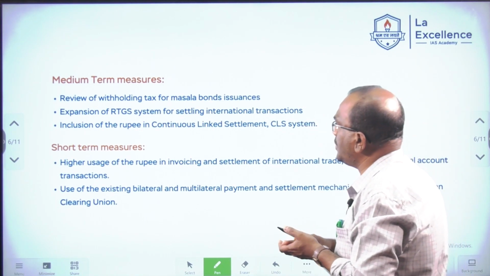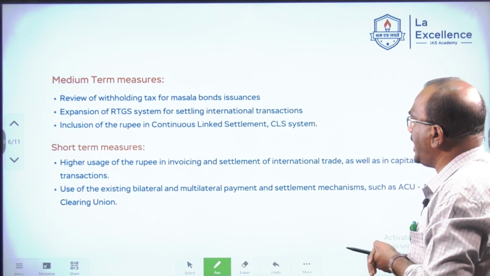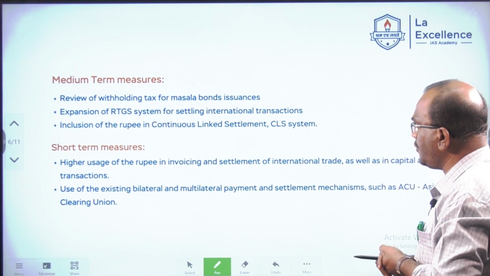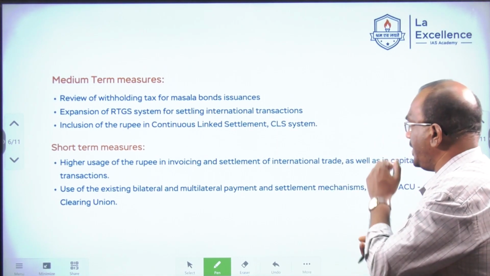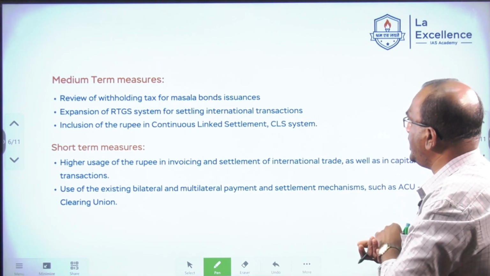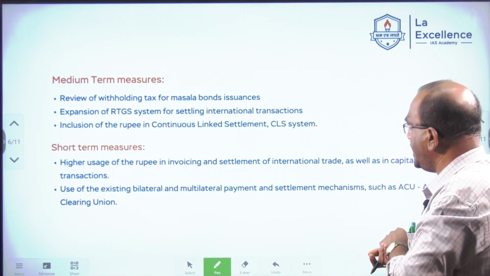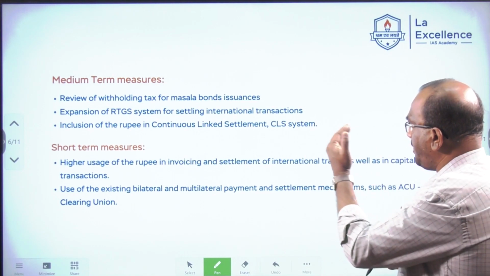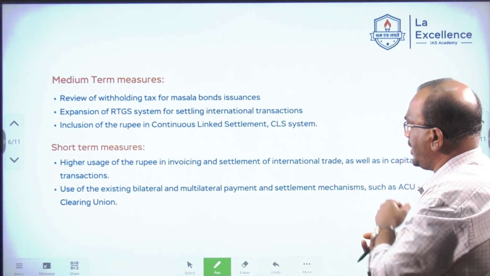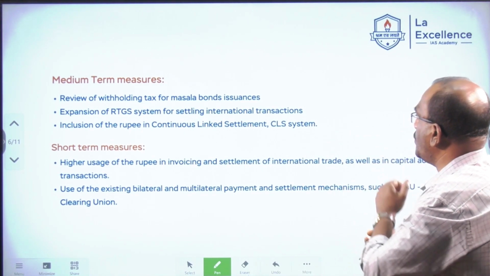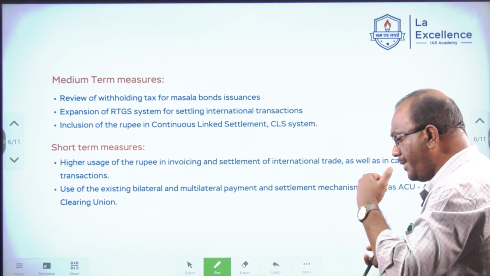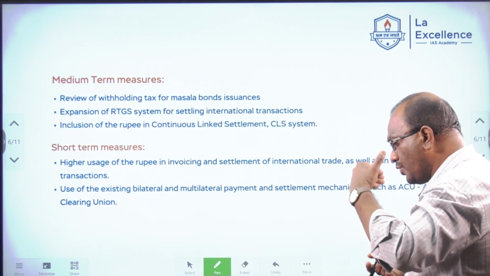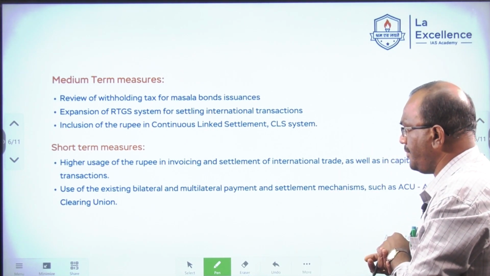Then medium-term measures: review of the withholding tax for masala bond issuances. Withholding tax is the tax which is levied on investments. Expansion of the RTGS system, the real time gross settlement system, for settling international transactions. Inclusion of the rupee in the continuous linked settlement system. So the rupee becomes part of global transactions.